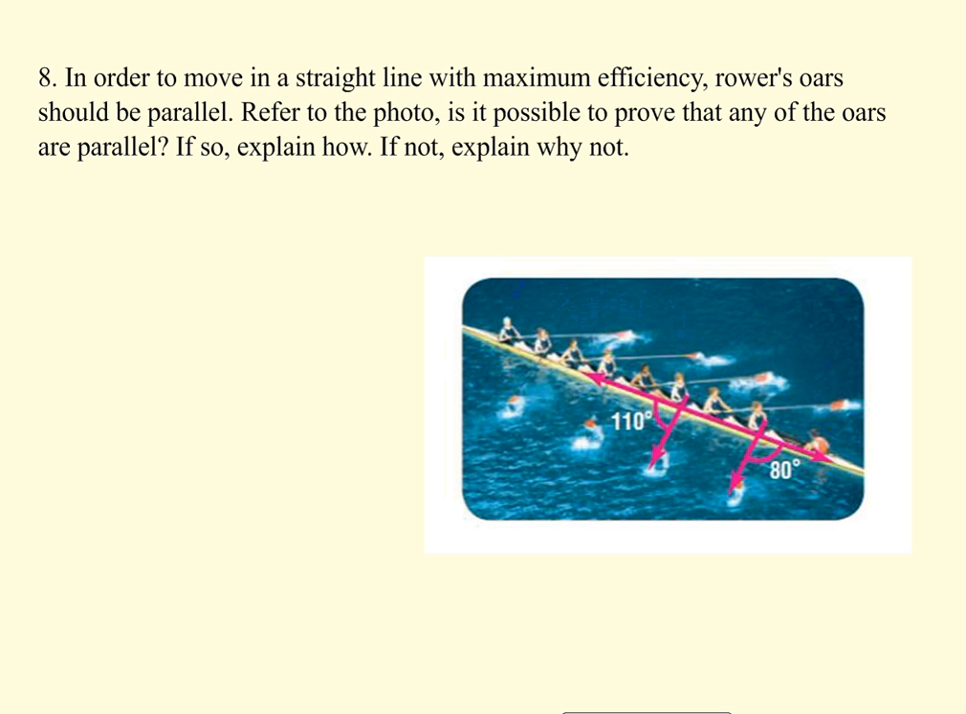All right, so take a look. In order to move a straight line with maximum efficiency, rowers' oars should be parallel. Is it possible to prove that any of the oars are parallel? If so, explain how. If not, explain why not. So let's take a look. So if this is 110, this is 70. So that makes a line. If this is 80, this is 100.